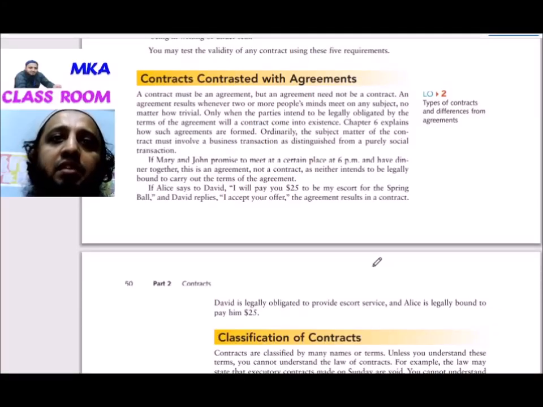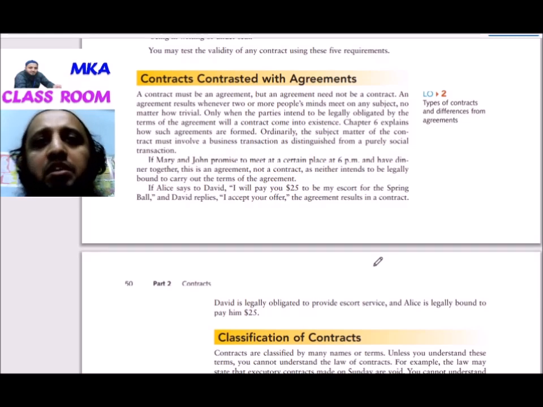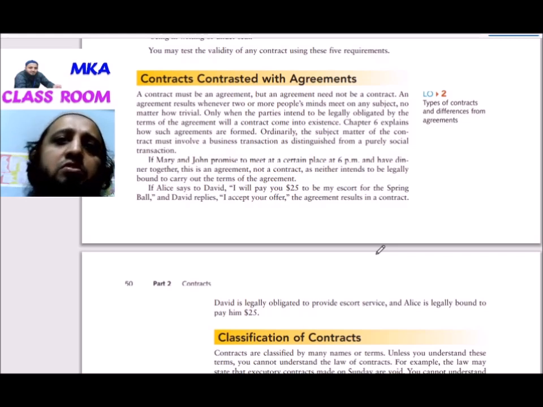A contract must be an agreement, but an agreement need not be a contract. That means a contract is an agreement, but all agreements are not contracts. Like you and your friend agree to come to a certain place at 6 p.m., but your friend does not come. That is not a contract because it is not legally bound to carry out the terms of the agreement.